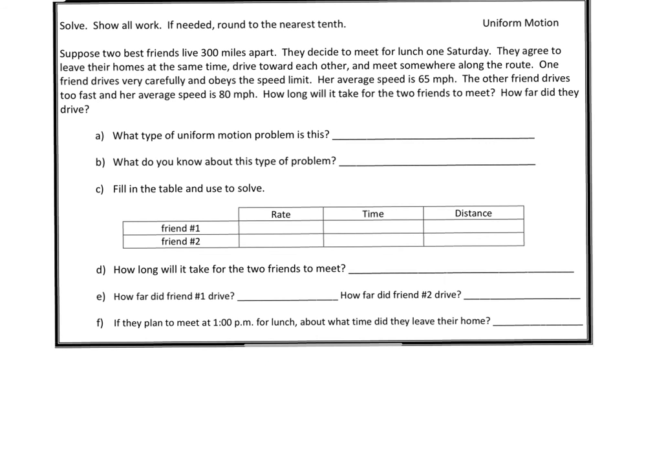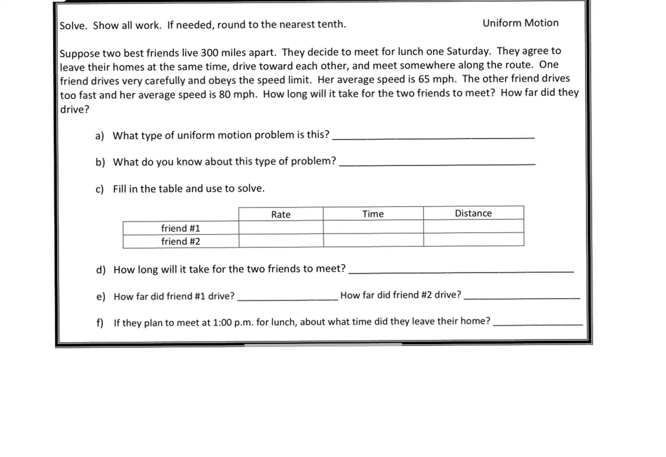Two best friends live 300 miles apart. They decide to meet one day for lunch. This is the same concept, except they're leaving and meeting. They agree to leave their homes at the same time and drive toward each other and meet somewhere along the way. One friend drives very carefully and obeys the speed limit, and they give her average. The other drives too fast. They give her average. How long will it take for them to meet? How far did they drive?